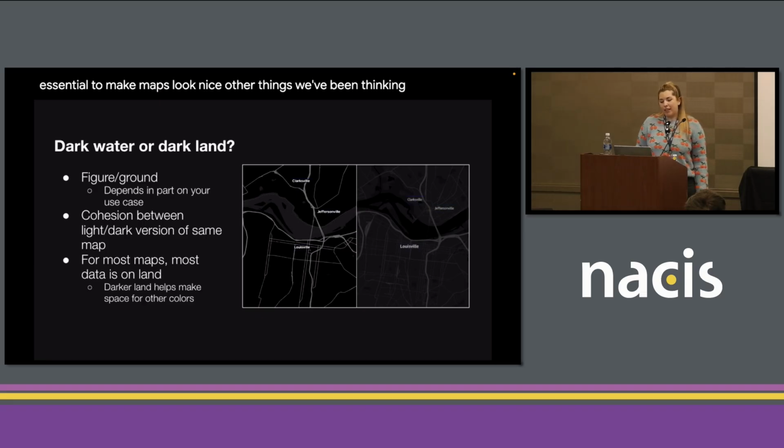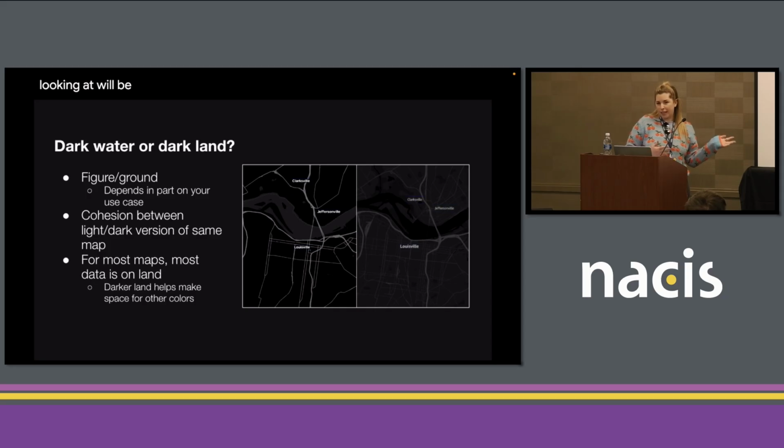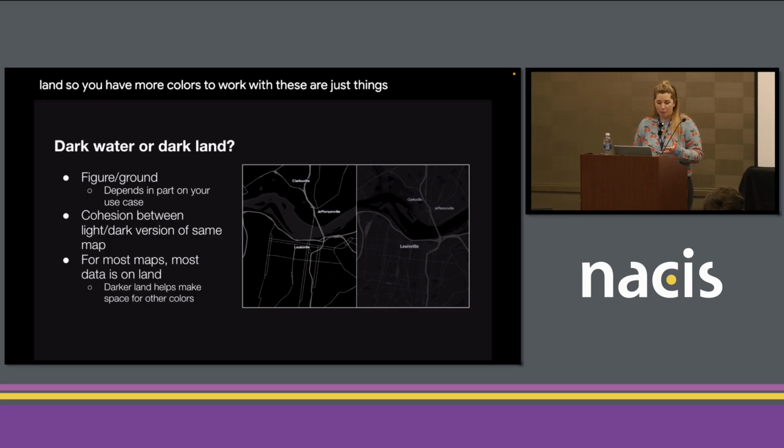Other things we've been thinking about are, is it better for the water to be dark or for the land to be dark in a dark map? And think about, as a user, how do you perceive the relationship between these two different polygons? The figure-ground relationship depends maybe a little bit on your use case, but in most cases, the data that you're looking at will be on the land. So maybe it makes sense mostly to have darker land so you have more colors to work with. These are just things that come up as we're working on maps, but they both work. I'm sure everyone has their own preference, but it's something we like to think about.